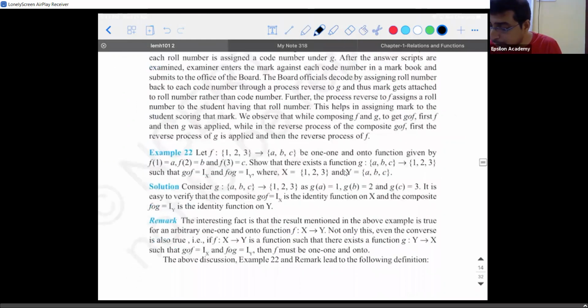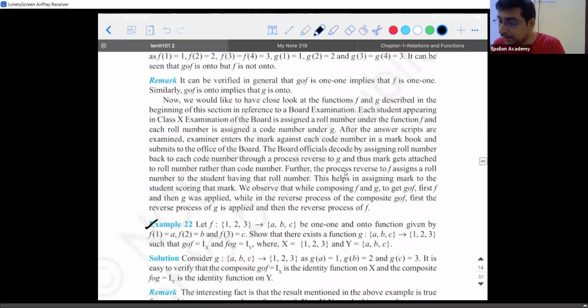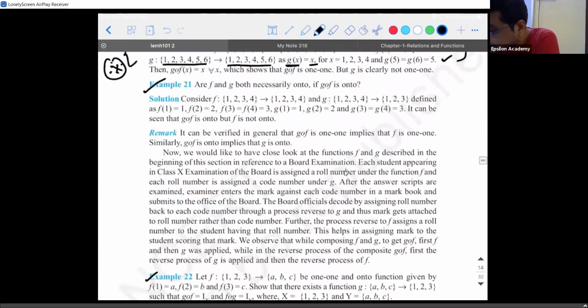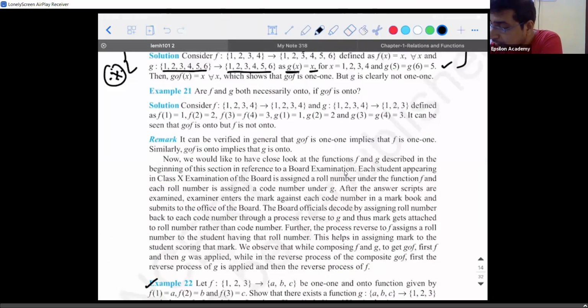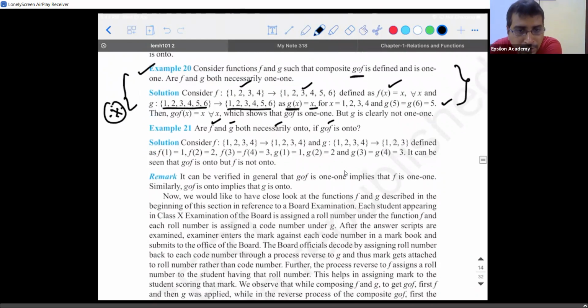Okay. Let's look at example 22. Okay. There is a remark. I think we have to do the 21st. Let's see. So are f and g both necessarily onto if g circle f is onto? So as of now, have this point in your mind. If g circle f is a one-to-one function, it is not necessary that both should be one-to-one functions. Similarly, if g circle f is onto function, it is not necessary that both are supposed to be onto functions. Okay, have this point in your mind.